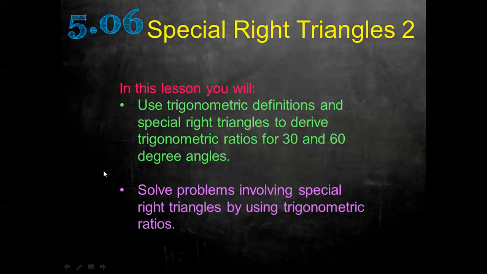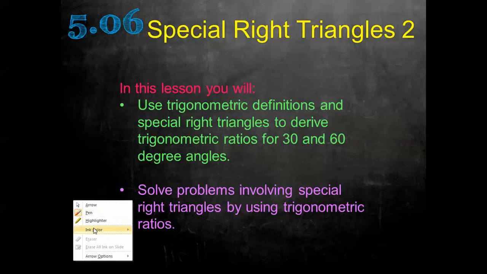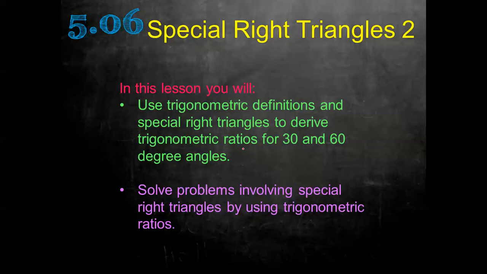In this lesson, we are going to cover the second part of special right triangles. Last lesson, we talked about the special trig ratios for a 45, 45, 90 triangle. For this lesson, we are going to talk about a 30, 60, 90 triangle. Then we're going to solve problems involving those special right triangles by using those trig ratios that we've come up with.